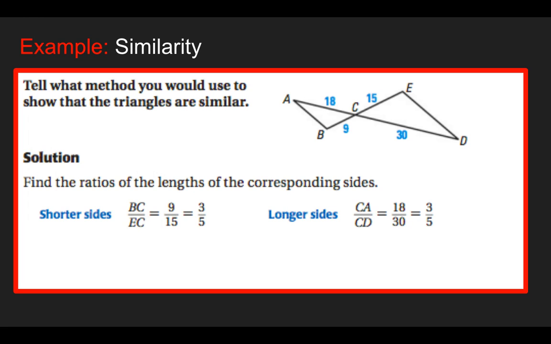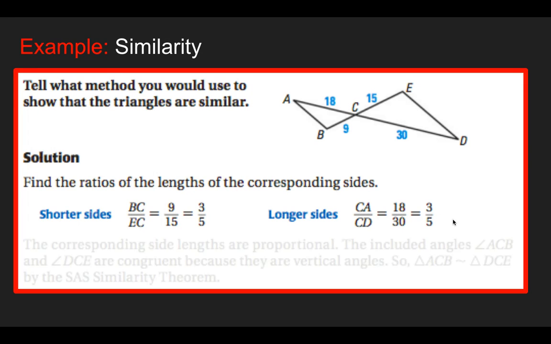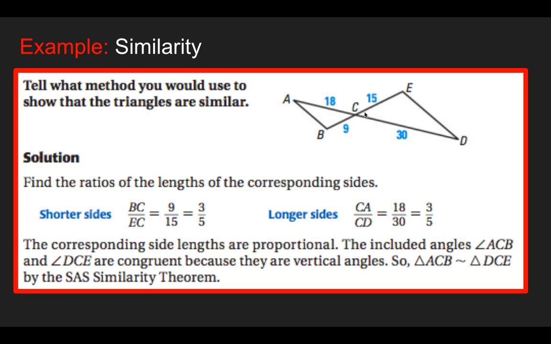So remember how to reduce a fraction. 9 and 15 are both divisible by 3. 9 divided by 3 is 3. 15 divided by 3 is 5. 18 over 30, both are divisible by 6. 18 divided by 6 is 3. 30 divided by 6 is 5. So we can say that the two sides are proportional to each other. And we already talked about the fact that these two angles, ACB and DCE, are vertical angles. So that gives us side-angle-side, and we can say that the two triangles are similar to each other.